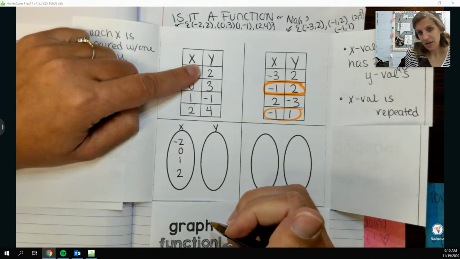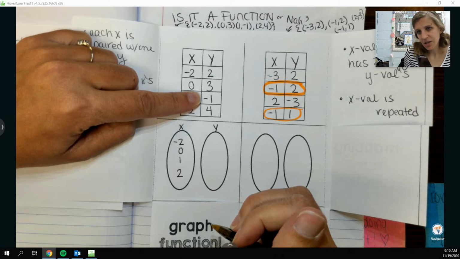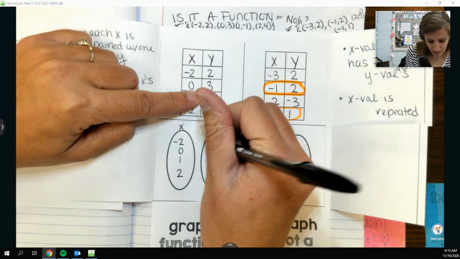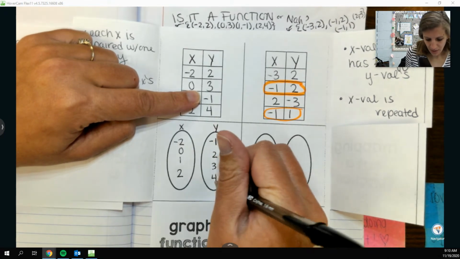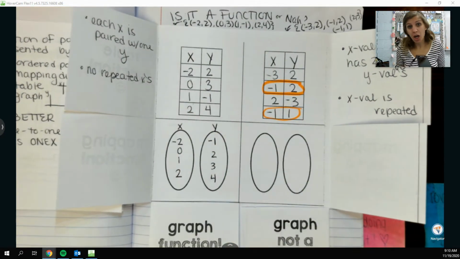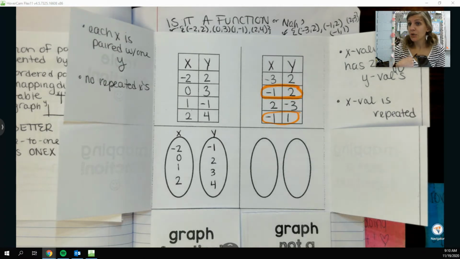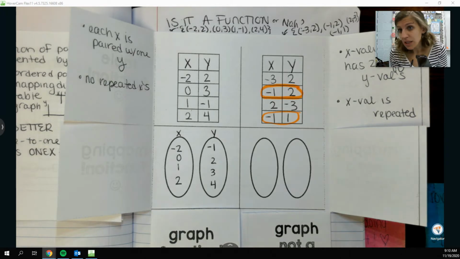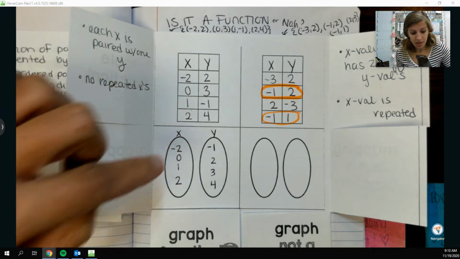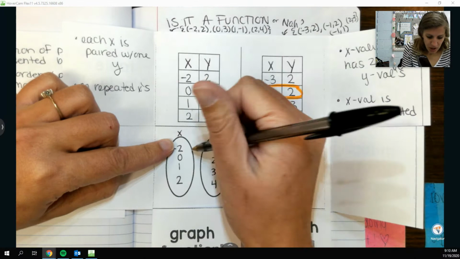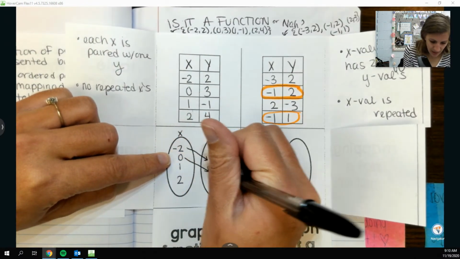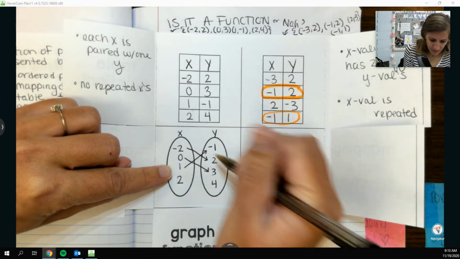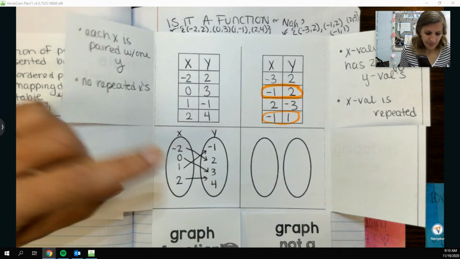Now over here, I'm going to put these in numerical order. It doesn't super matter, but it makes sense to me to put them in numerical order. So negative 1, then the 2, then the 3, then the 4. To show your function, or like who is relating to who, or who is in a relationship with somebody, we draw arrows. So negative 2 is in a relationship with 2. 0 is with 3. 1 is with negative 1. And 2 is with 4.